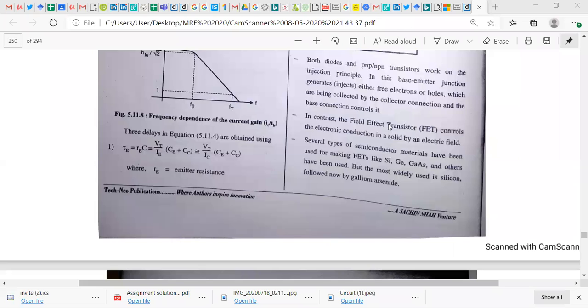Voltage gain is more in BJT or FET? Voltage gain is higher in BJT or FET? BJT. So voltage gain is higher in BJT. Correct.